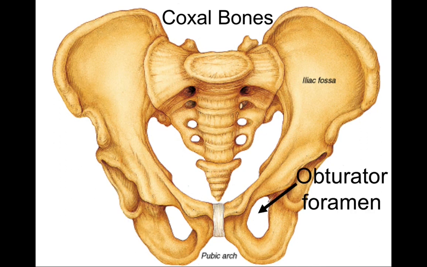We will find this much larger hole at the inferior sides of each of the coxal bones. This is what's referred to as the obturator foramen. We have an obturator nerve that will actually pass through this hole.